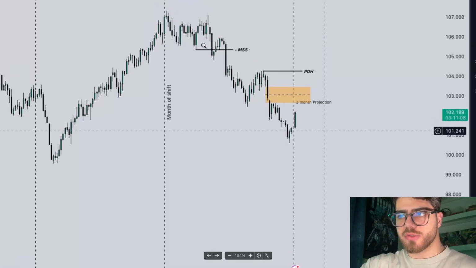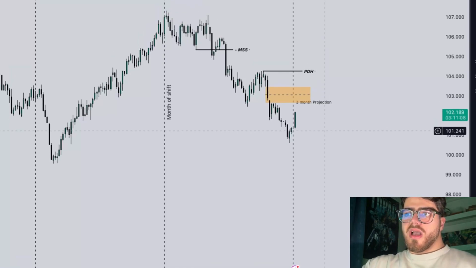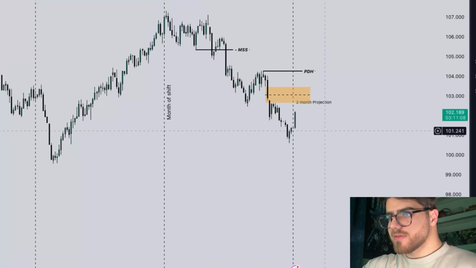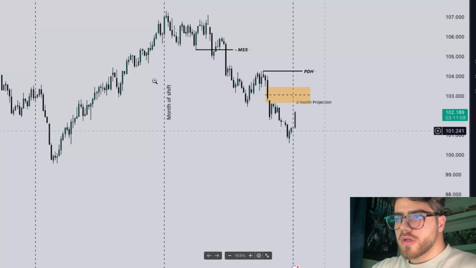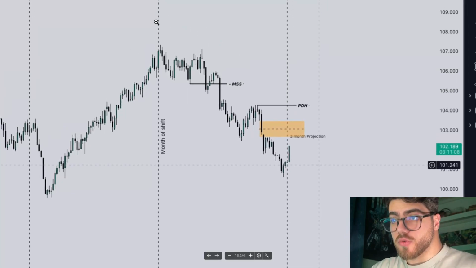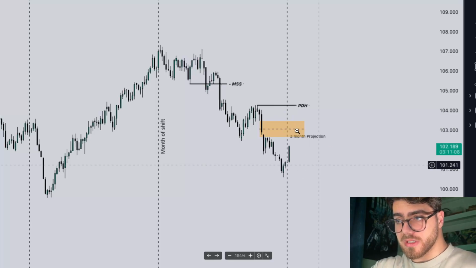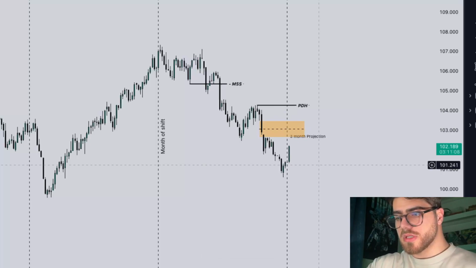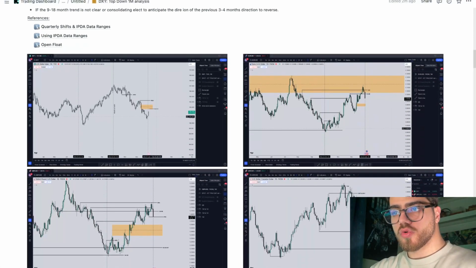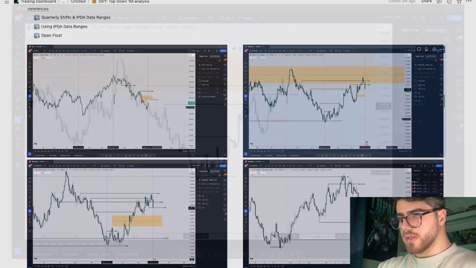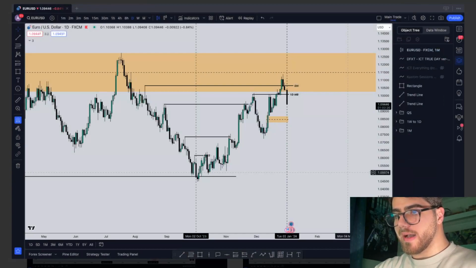If you put 10 traders in one room, I'm pretty sure at least 6 or 7 would agree that this was the most obvious shift. So you mark out a line on the first trading day of that month, and then you project 3 months forward, and you expect another shift somewhere in that month. We're at that month right now, so that's another reason to be bullish. So far we've got 2 confluences for a bullish idea.